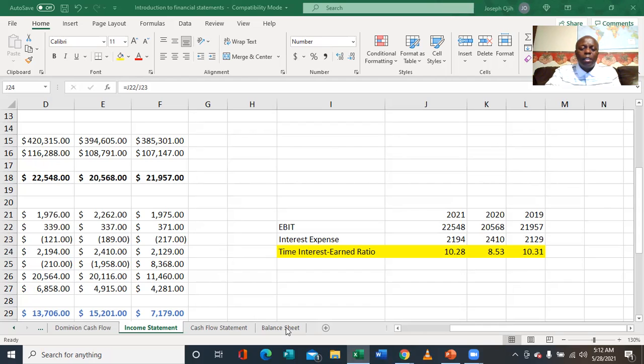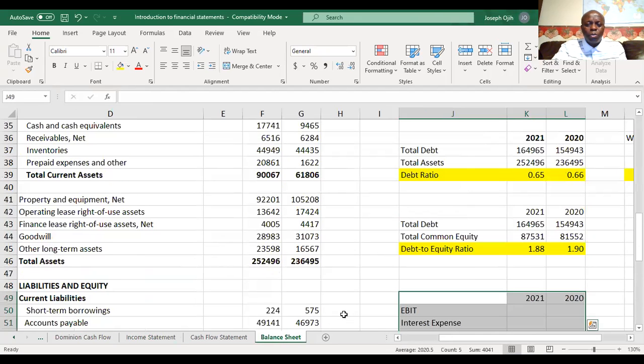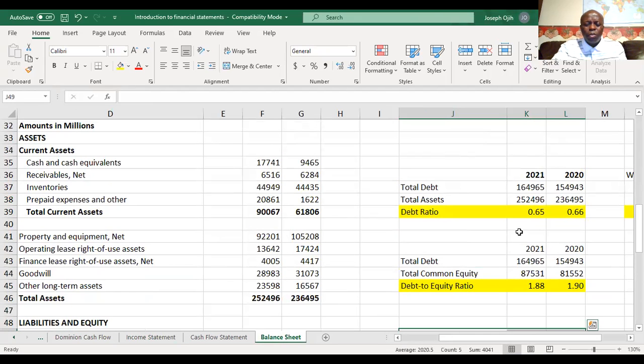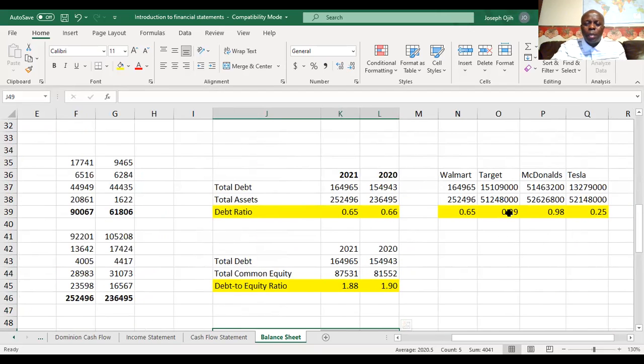You can see that the debt ratio told us that the company, for their assets, looking at the balance sheet, is only 65%. Well, 65% of their assets are financed with debt. Then Target, only 29% are financed with debt. Tesla, only 25%. McDonald's, 25. So you can look at this.